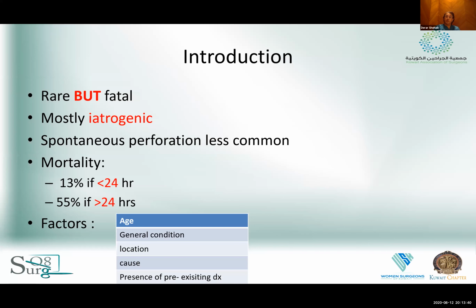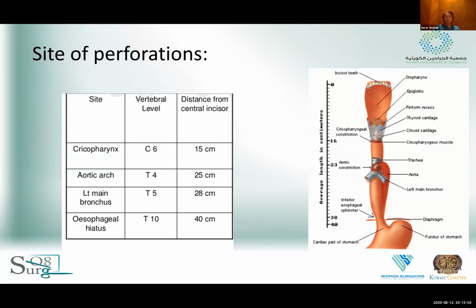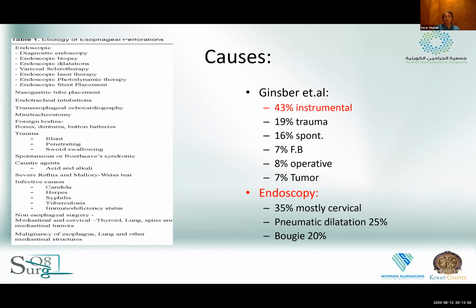That, of course, depends on the patient age, his general condition, the location of perforation, and whether there is an underlying or pre-existing disease in the esophagus. So, as we said earlier, that mostly are caused by instrument or iatrogenic, and out of those instruments, of course, endoscopy, because it is widely used worldwide, and endoscopy per se may cause perforation in the neck or cervical esophagus in about 35%. And of course, if you add a procedure during the endoscopy, then each procedure has a risk of perforation.